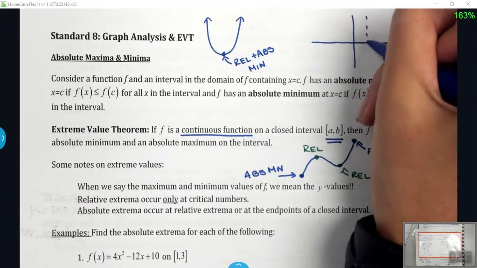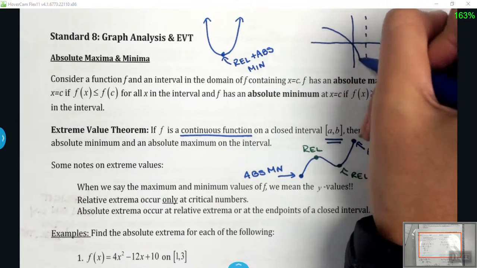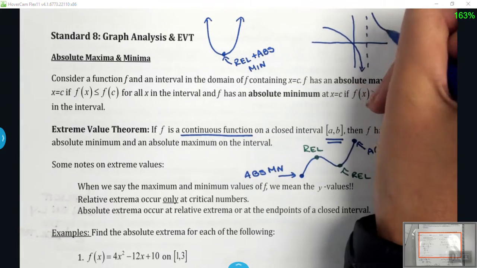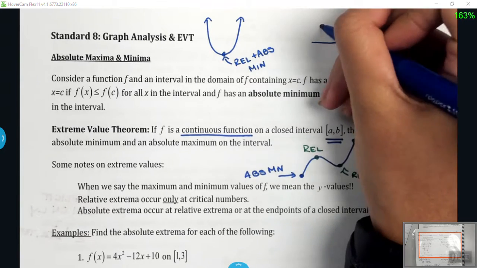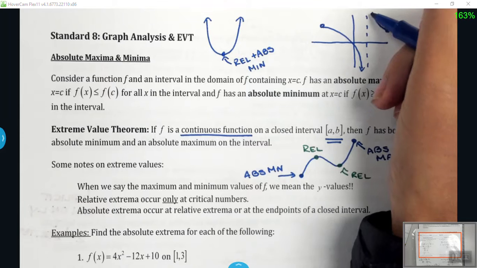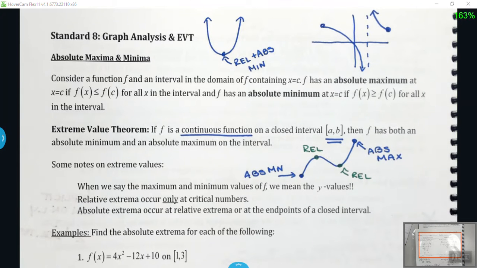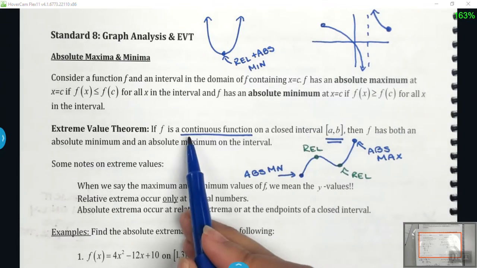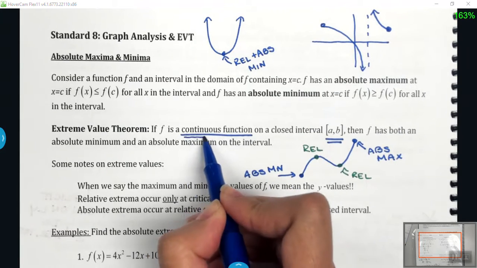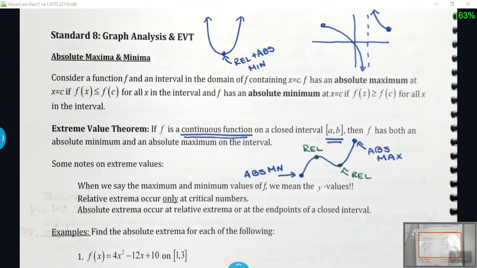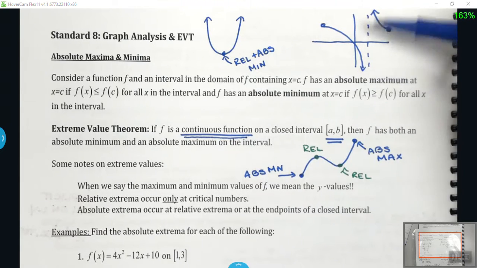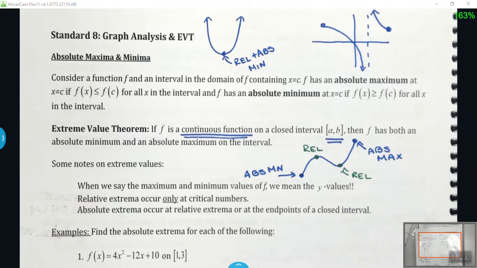If it's not continuous, however, for example, let's say I took a rational function and it went like this, right? And I closed my interval off at 2 endpoints, would I have an absolute min or an absolute max? Not necessarily, right? So that's why continuous has to be a part of it too. If it's not continuous, it doesn't have to have an absolute max or an absolute min, because it could go to infinity at an asymptote somewhere in between your interval.